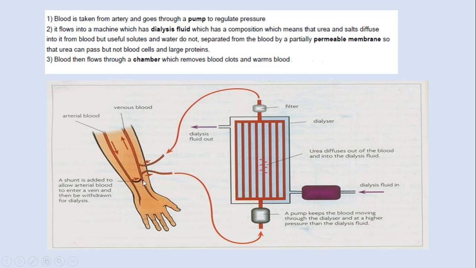So here, the blood is taken from this artery to the dialysis machine, and here also we have a pump to keep the blood moving through the dialyzer at high pressure to make diffusion happen efficiently. As you notice here, we have a dialysis fluid. This dialysis fluid should be the same as the blood, but without urea. The same composition of salts, the same composition of glucose and water. I mean the right composition that should be in the blood after the blood gets filtered.